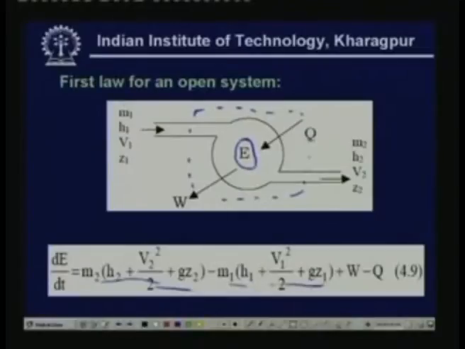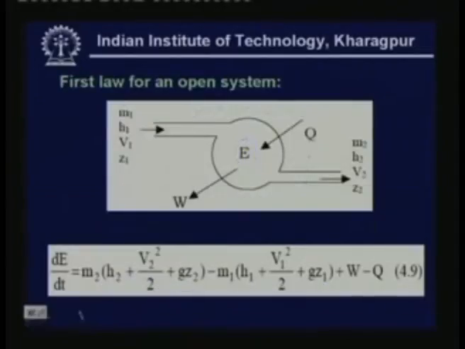Similarly, this whole term accounts for the energy flux into the system because of the mass flow into the system, and W, as I said, is the work transfer rate and Q is the heat transfer rate. So, this is the general energy equation for any open system. Here we are not assuming anything about steady state, right? That means it is applicable to a steady process as well as an unsteady process.